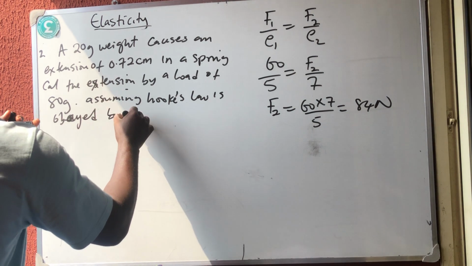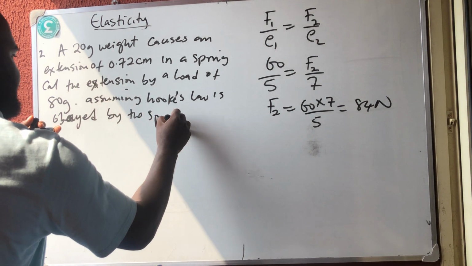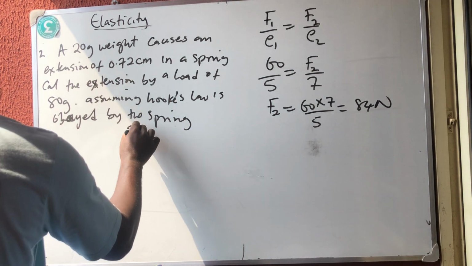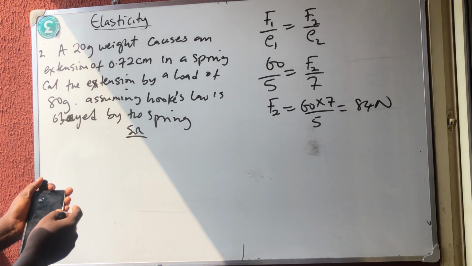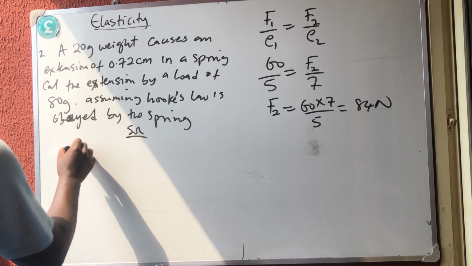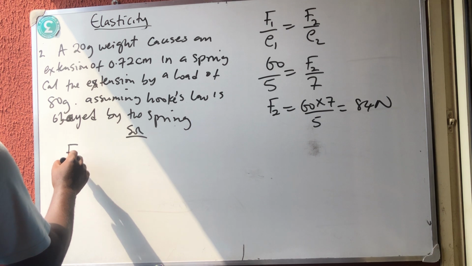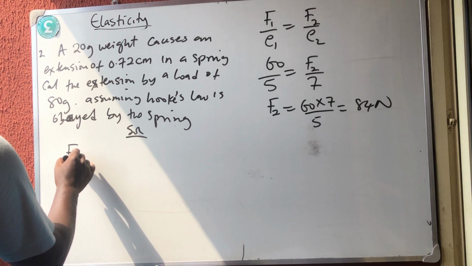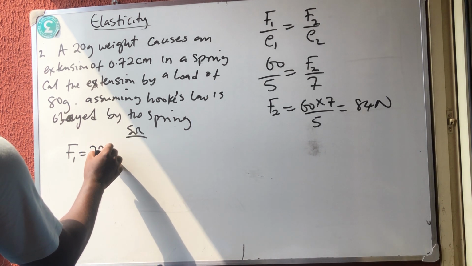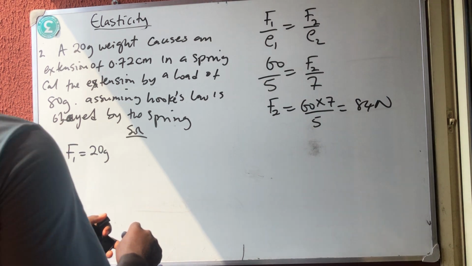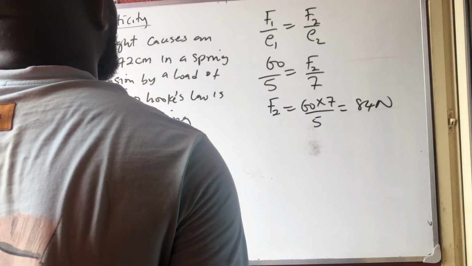It's obeyed by the spring. Okay, solution. Very simple. Bring out your parameters. The first weight they gave us is the same thing as force. And the force there, F1, is equal to what? 20 gram. In fact, no need to convert to Newton.